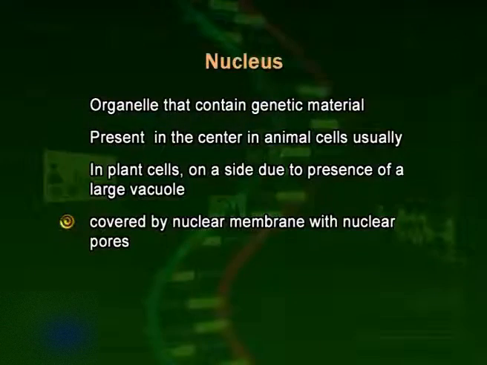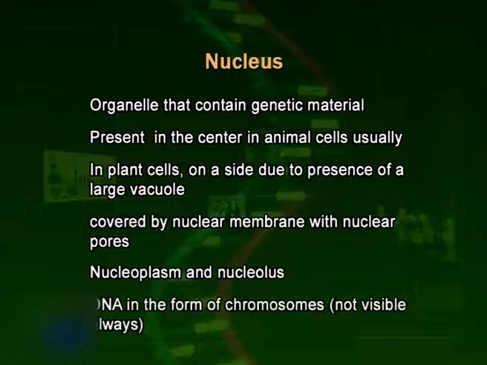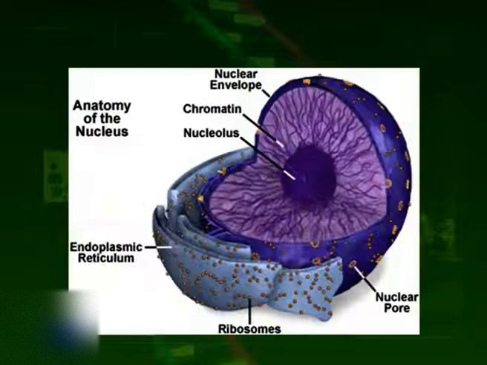So in plant cells, the nucleus is present towards the side, and in animal cells, mostly it is present in the center. If we talk about the structure of the nucleus, it has a nuclear membrane, it has nucleoplasm, and it has a small structure called the nucleolus. And in the nucleoplasm, it has the chromatin material, the heredity material, the DNA, deoxyribonucleic acid. Look at the diagram of the nucleus.